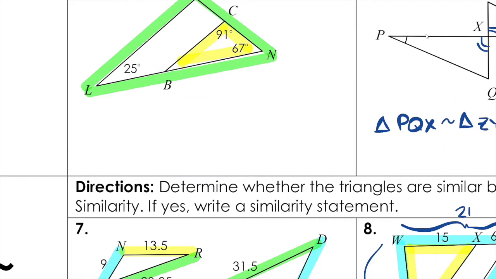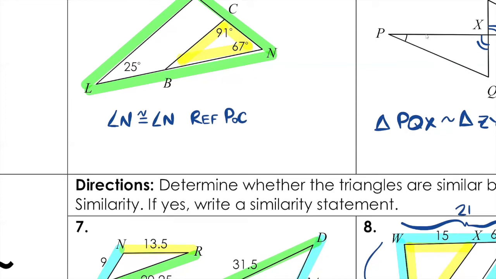Angle N is a shared angle, so it has to be congruent, but you cannot write in highlighter, dummy. So N is congruent to N. That is reflexive property of congruence because they are shared angles.